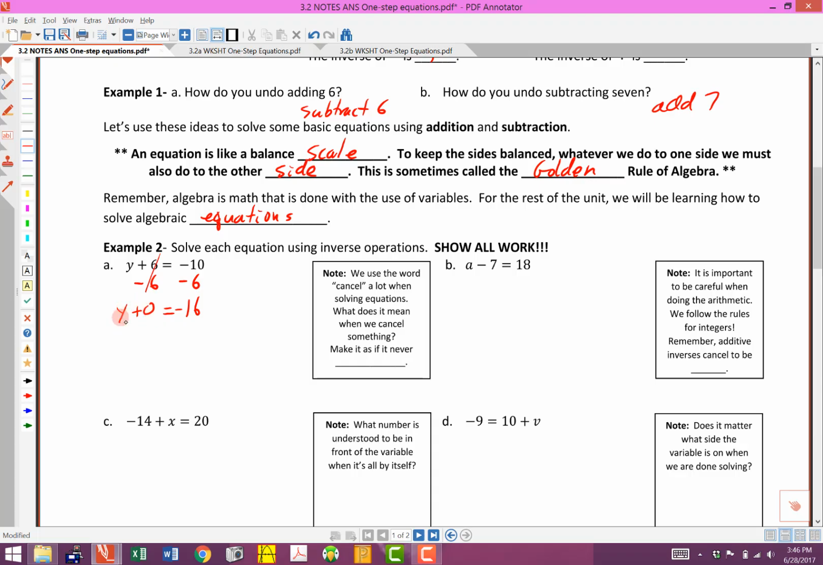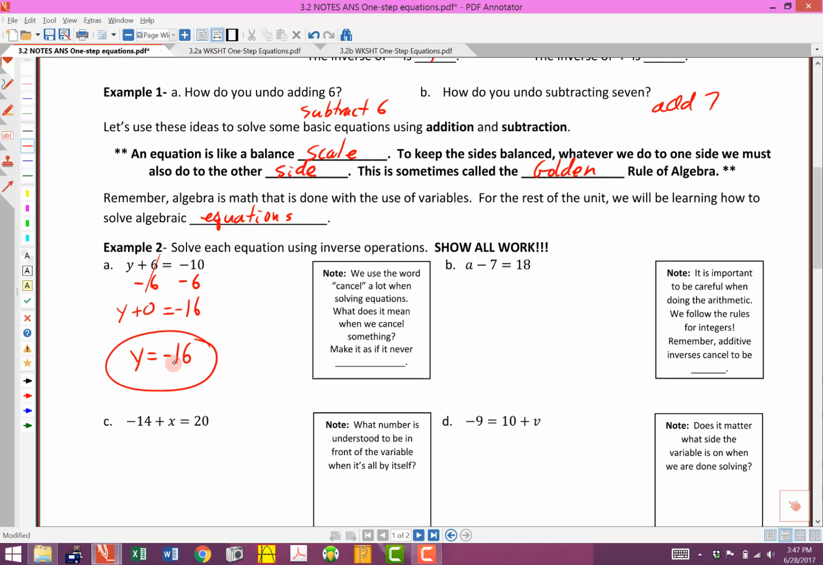Now this right here, we're not going to do this all the time. I'm going to make a point of this a couple times, and then we'll just kind of leave it. y plus 0. If we add 0 to something, remember that's called the additive identity, it just stays the same. So this is just going to be y equals negative 16. So what that means is y is equal to negative 16. This is the answer. Remember, the whole point of solving an equation was to get the variable on one side completely by itself so we could read the answer off on the other side.